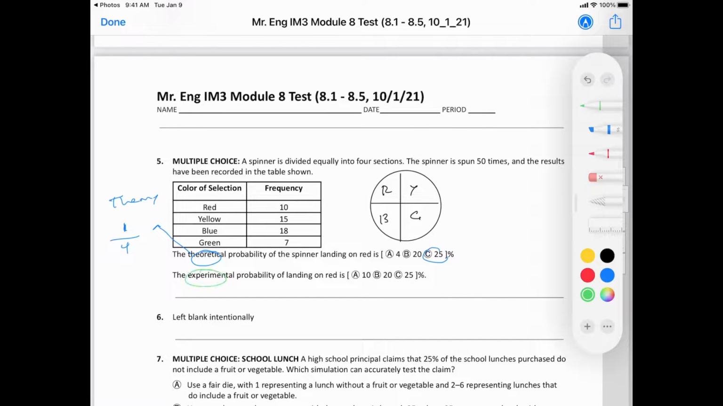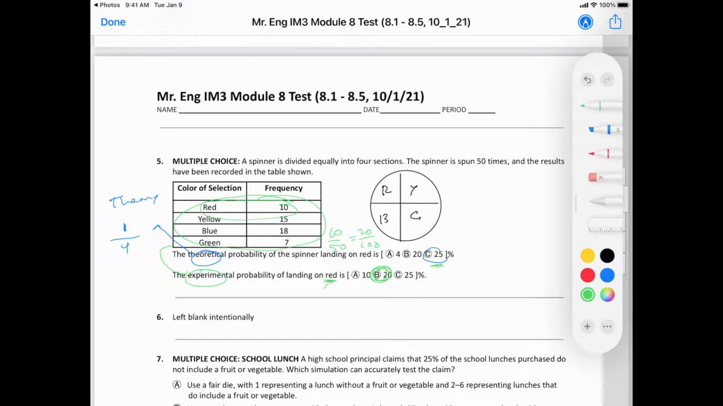The experimental is basically what happens. So we already know that this is equal to 50, and red is 10. So that would be 20 out of 100, right? You can just double it. And anything out of 100 is a percent, so that would be 20%. So that means red came up less because it should be 25%. Okay? Question number 6 was left blank intentionally.